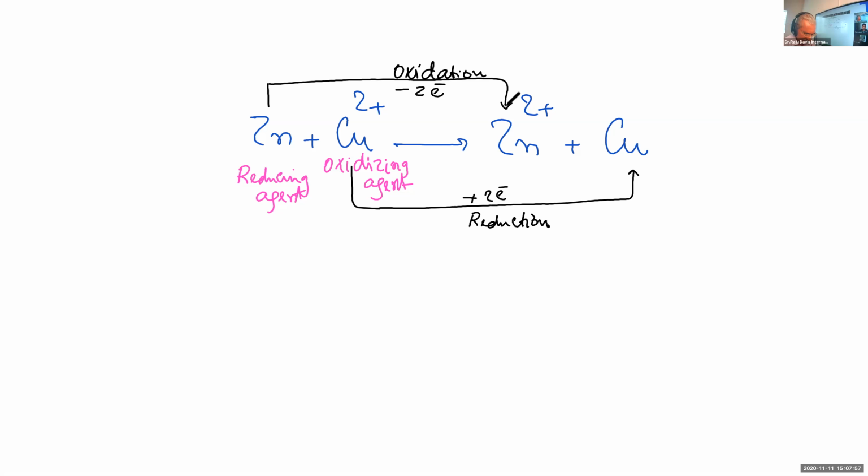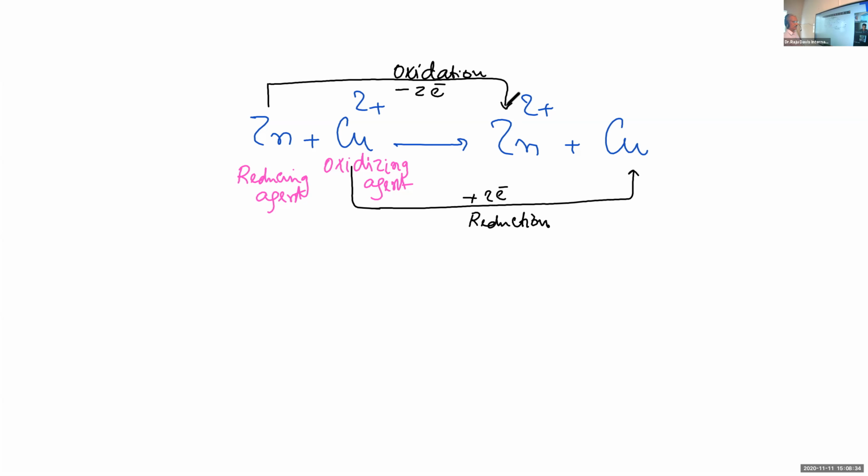So, to summarize, the electronic concept of oxidation and reduction. Oxidation is the loss of electron or removal of electron. Reduction is the gain of electron or addition of electron. The oxidizing agent is the one that accepts electrons, the electron acceptor, and it gets reduced. The reducing agent or reductant is the electron donor, and it gets oxidized.